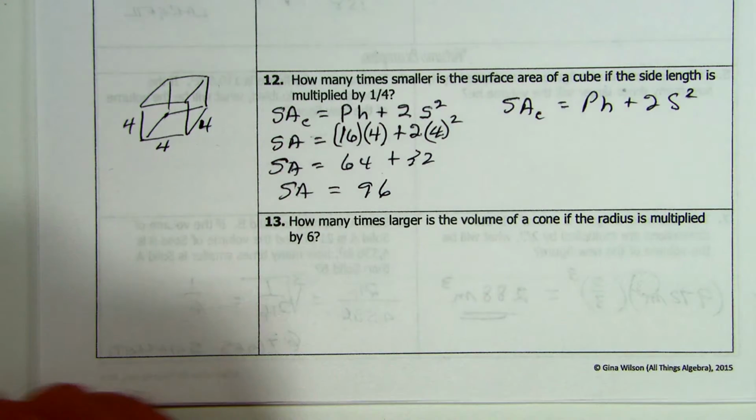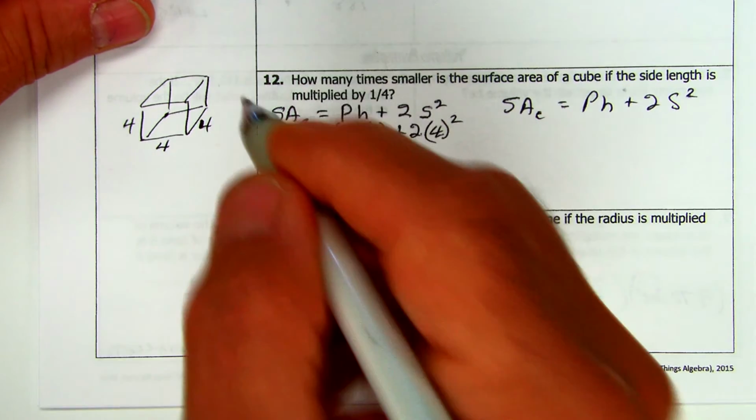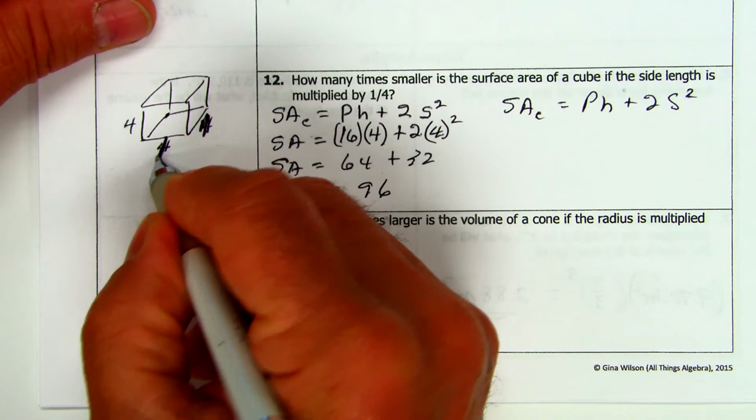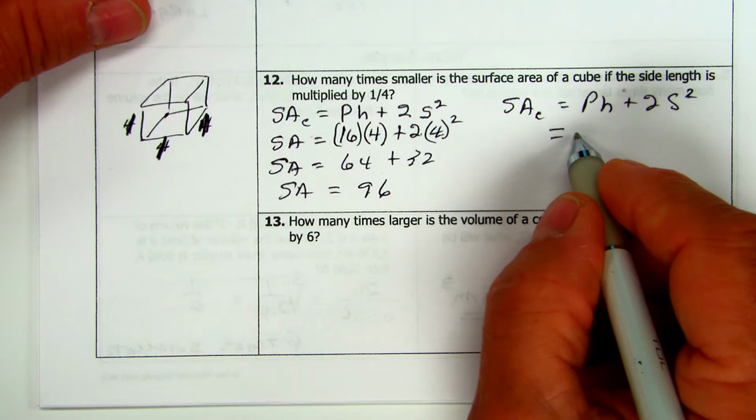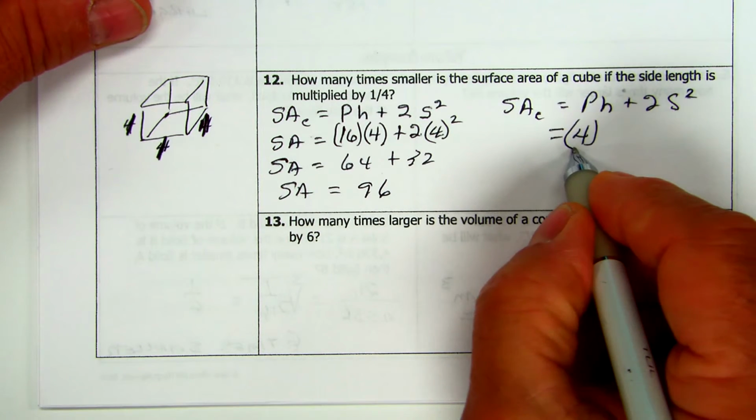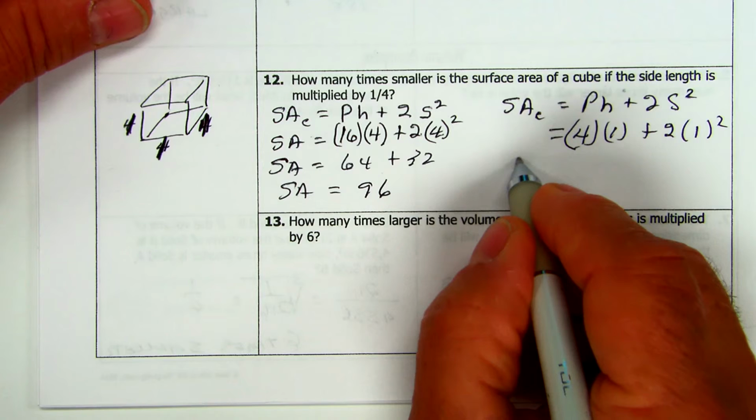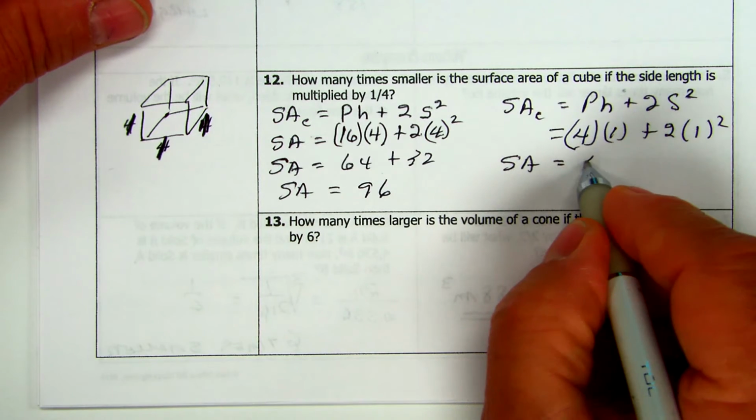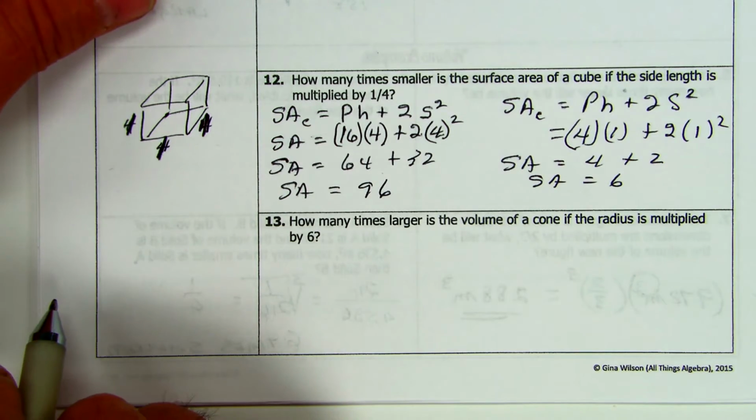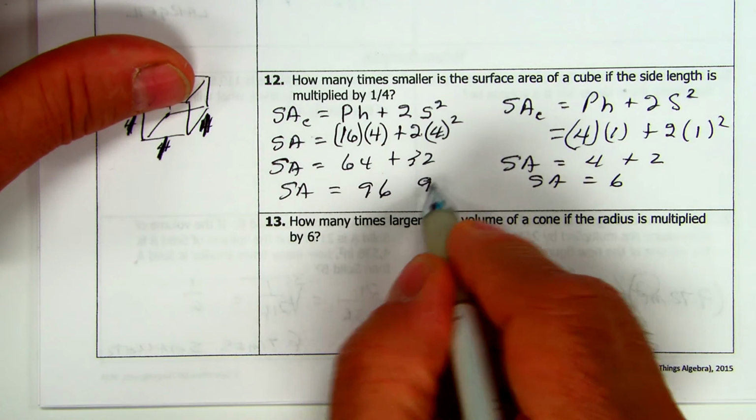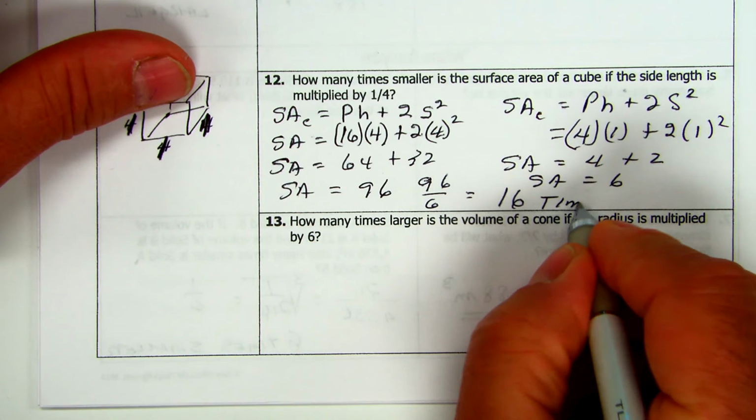Now, for case 2 over here, we're going to multiply these dimensions by 1/4. So what do they become? 1, 1, 1. They become 1. Okay, so let's do it here. Now, my perimeter now is what? 4. My height is 1 plus 2 times 1 squared. So the surface area in case 2 would be 4 plus 2. So surface area is equal to 6. Okay, how many times smaller? So 96 divided by 6, that's going to equal 16 times smaller.